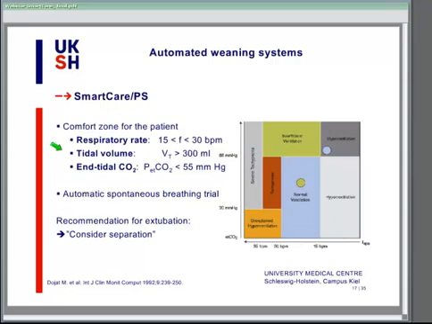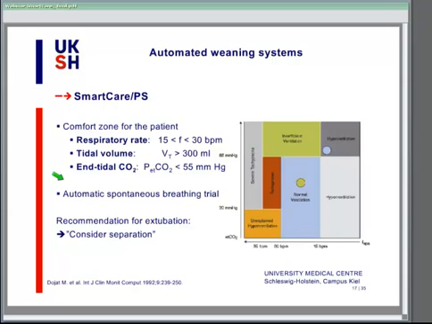First of all, the system tries to keep the spontaneous breathing frequency between 15 and 30 breaths per minute. Second, the tidal volume should be greater than 300 mL, and the end-tidal CO2 concentration should be lower than 55 millimeters of mercury.